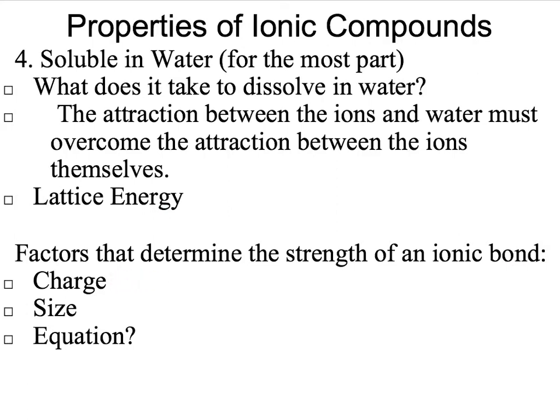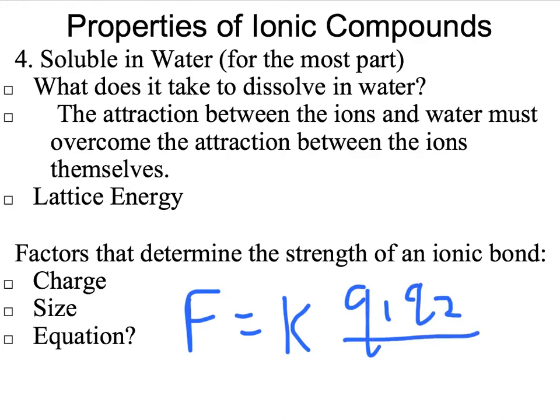Our primary factors here are charge and size. The force of this attraction is equal to a constant, which we don't really need to worry about, times the charges, which I'll call Q1 and Q2 of my two different ions, divided by the radius squared. So we see from this that the strength of the force of that ionic bond is directly proportional to the magnitude of the charges. If we have ions with higher charges, like magnesium has a +2 charge, it's higher than sodium, and aluminum has a +3 charge, it's even higher.